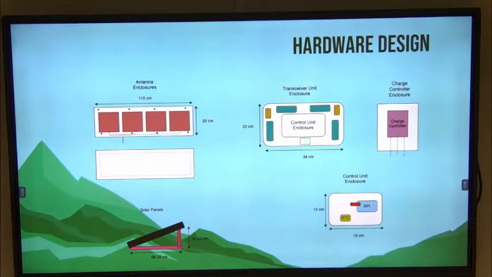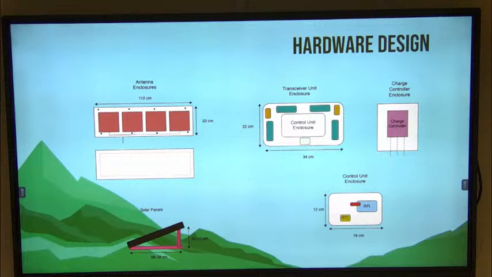Now we're going to talk a little bit about our enclosure design. We created a total of 2 enclosures for our antennas. Each enclosure contains a total of 4 antennas for a total detection radius of approximately 1 meter, which is the length of the cave entrance that we're targeting. We also have the transceiver unit enclosure, in which we have all of our readers and also our single board computer. So all the brains of the system are contained in a single box.